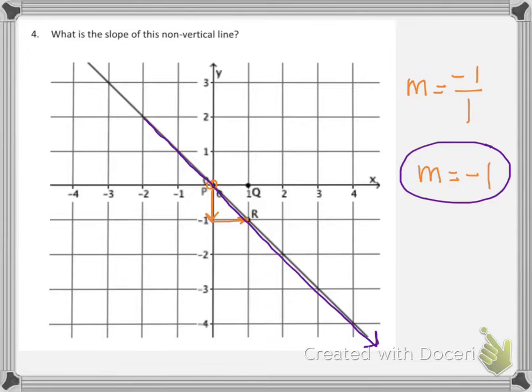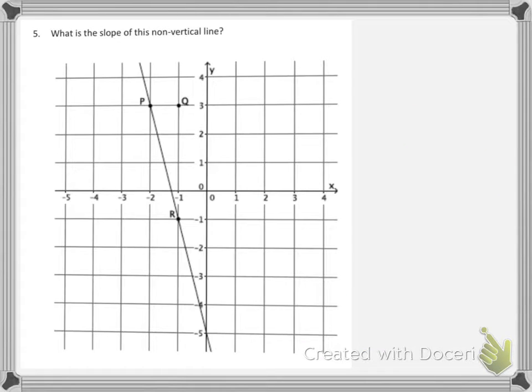Let's do another one. This time, it doesn't matter where we start. Let's start at R. My slope is the change in y. Well, the change in y is up. That's up 1, 2, 3, 4, so that's a positive 4. And my change in x is left 1. Well, that's a negative 1. And 4 divided by negative 1 is negative 4. So my slope is a negative 4.